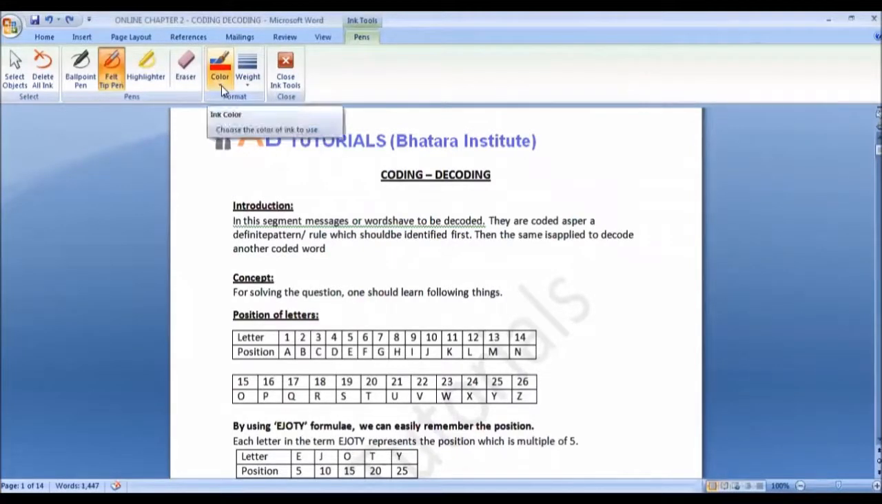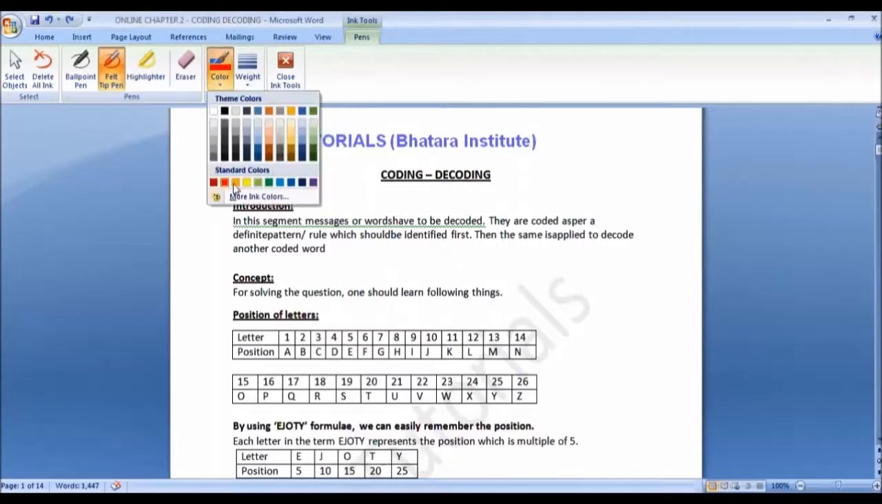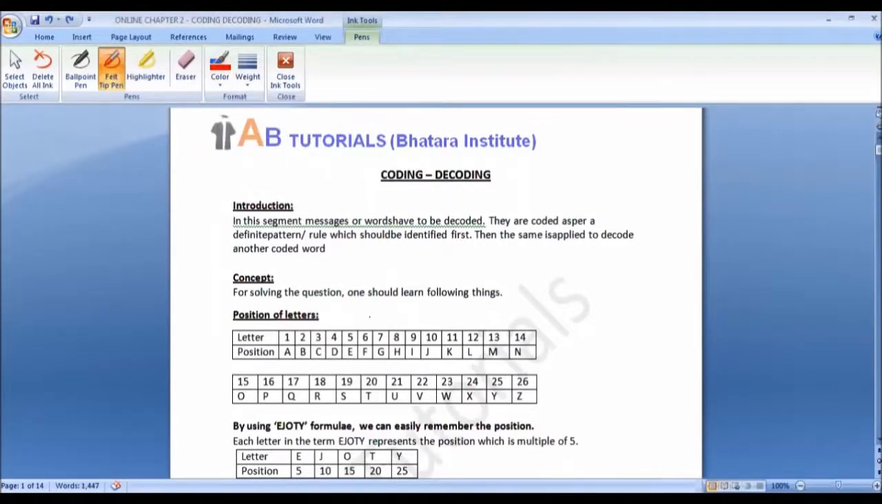we'll be having a word given with its codes. See, like it is given in this segment, message or word to be decoded. They are coded as per a definite pattern. A definite pattern means, say for example, if it is given Ram, and it is coded as SBN. So that means RAM is a basic word here and SBN is the code for this given basic word.